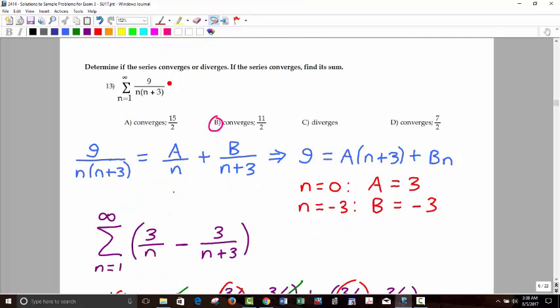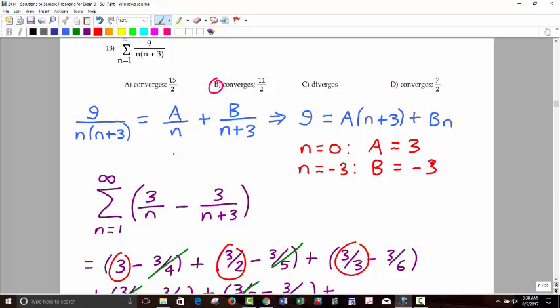Now, you do basic partial fraction decomp, so it shouldn't be too bad. Now, I know it shows a plus here, but we're going to have a negative. B is going to be negative. So pretty easy, clear out the denominators, and so you have 9 equals a times n plus 3 plus b times n. You let n equal 0 to get rid of the b. That'll give me a equals 3. And then you let n equals negative 3 to get rid of the a, and that'll give me 9 equals negative 3b, so b will be negative 3. And you end up with this.